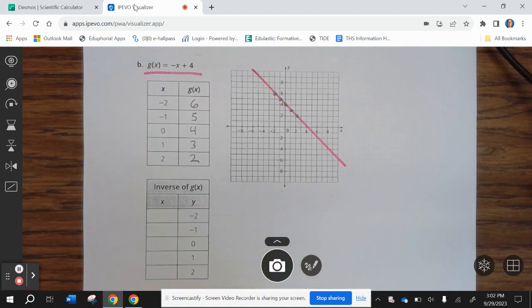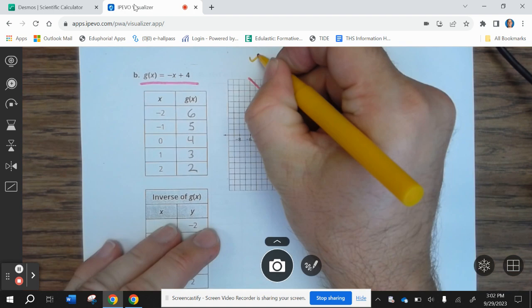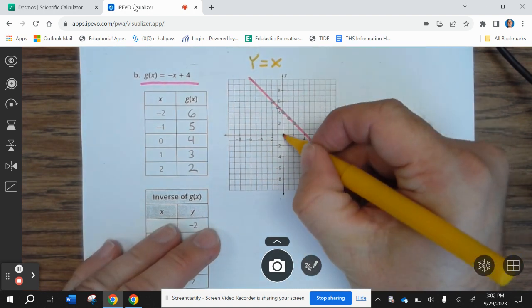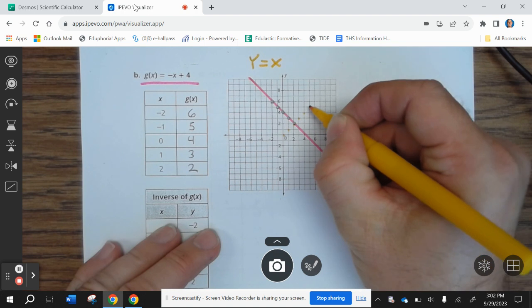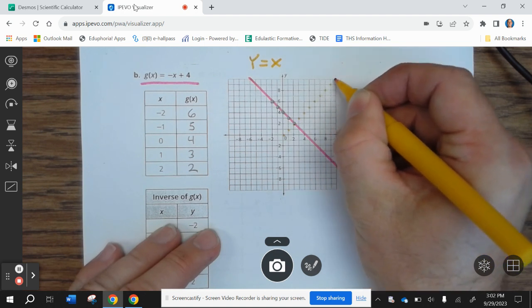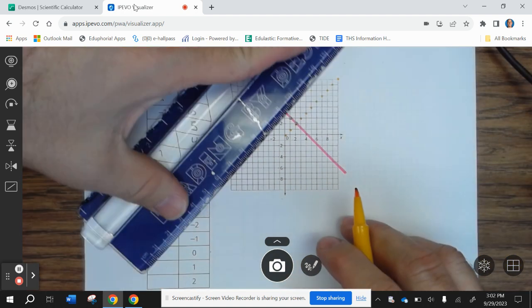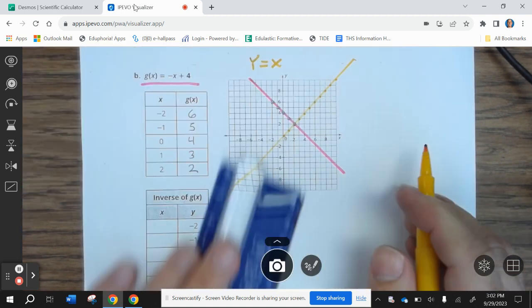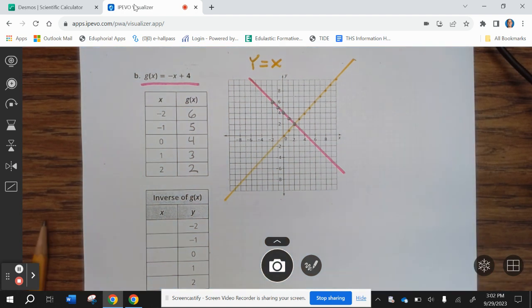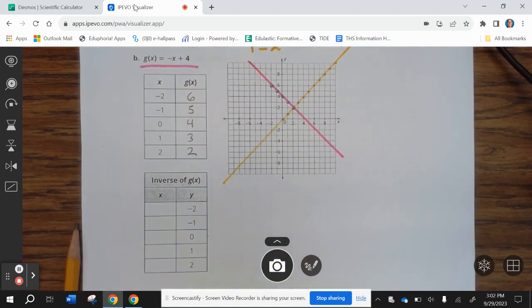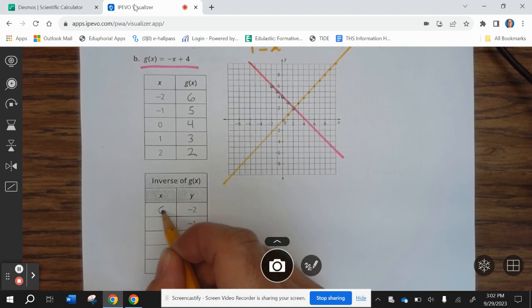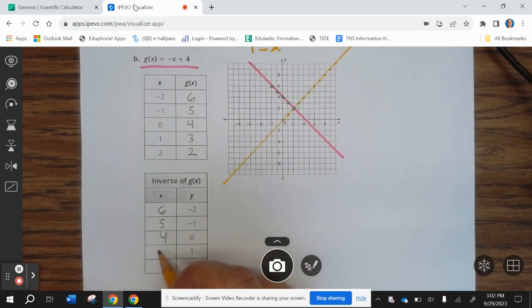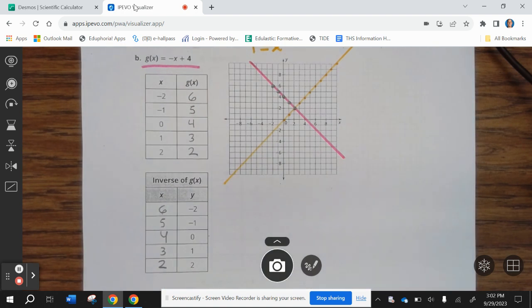Okay, and again, whenever we talk about inverses, we always want to graph the y equals x line, so (0, 0), (1, 1), (2, 2), (3, 3), (4, 4), (5, 5). Okay. Now for these values, it's simple to switch, so this becomes 6, 5, 4, 3, 2. And we're going to graph this in blue.